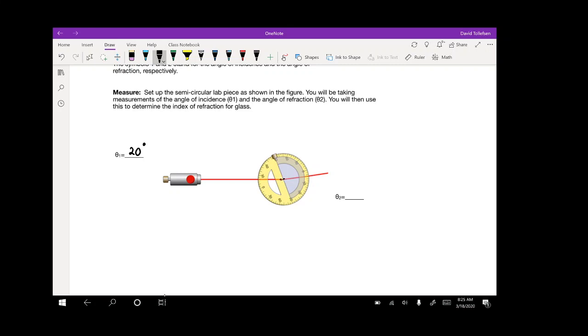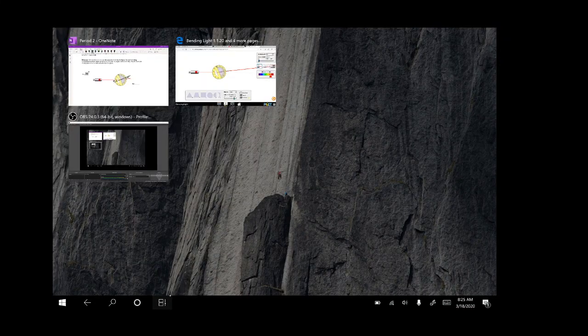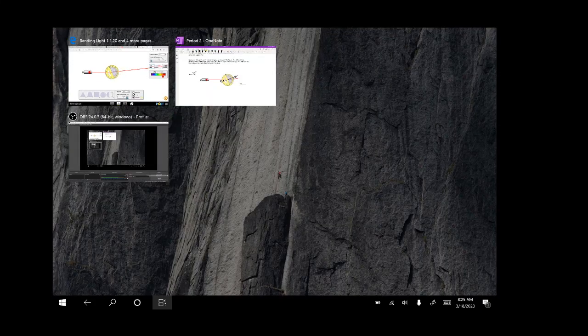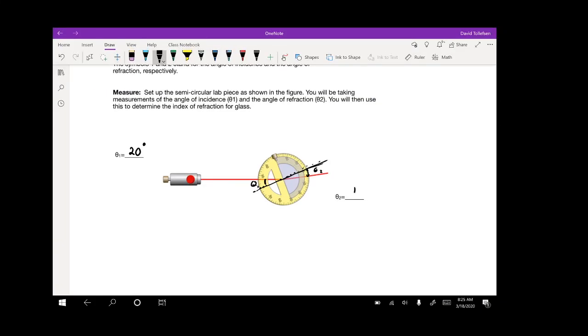All right, so if we do our normal, this is our theta 1. And then theta 2, still have your normal. All right, we want to measure this right here as theta 2. So always remember you're going from the normal, not the straight line, but the normal line. So if I go back here and I look, it's about 10, 15. So it looks about 15 degrees. And that would be theta 2.